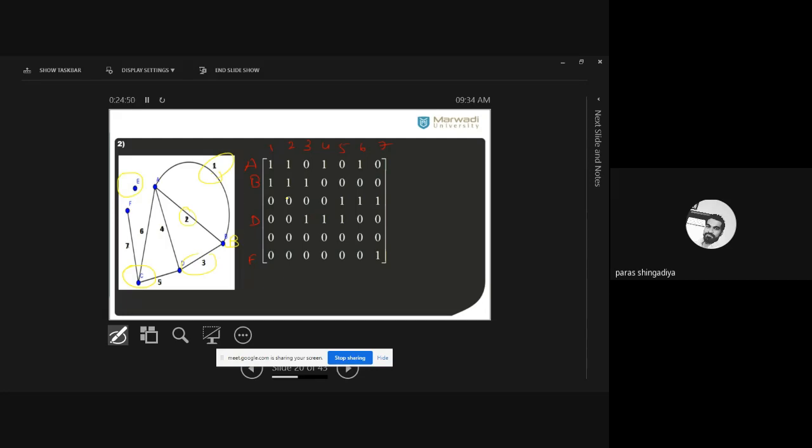Clear? And then, after that, check the degree concept: each row should contain the number of 1s equal to the degree of that particular vertex. So the degree of A is 4, B is 3, C and D also have 3, F has 1 and E has 0. So check that. It will also be verified. Clear? So that is for this graph.